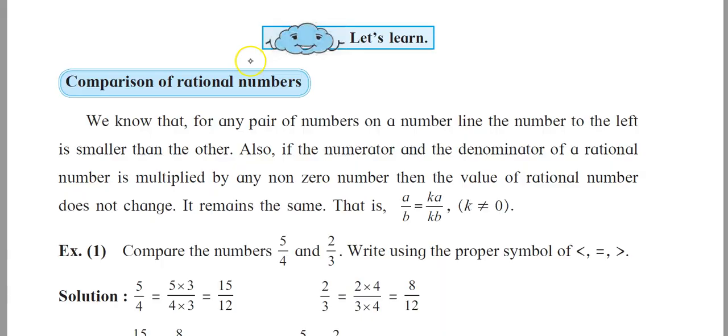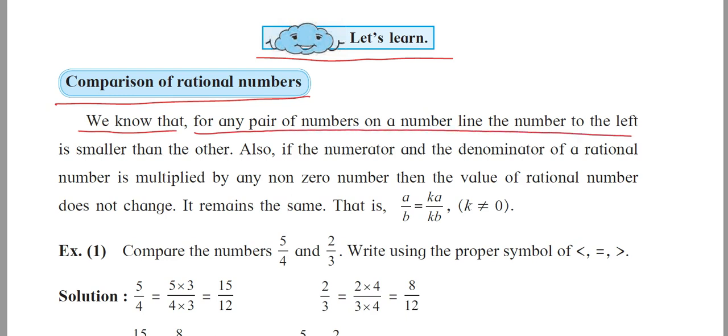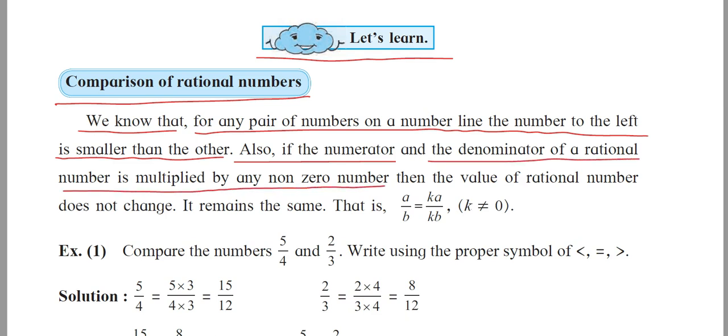Now let us learn comparison of rational numbers. We know that for any pair of numbers on a number line, the number to the left is smaller than the other. Also, if the numerator and the denominator of a rational number are multiplied by any non-zero number, then the value of the rational number does not change. It remains the same. That is, a upon b is equal to ka upon kb.